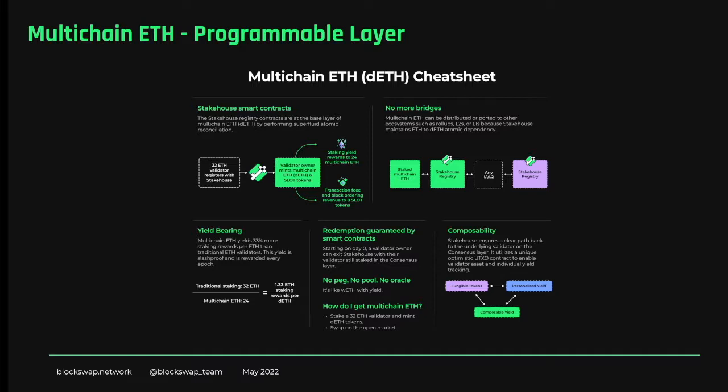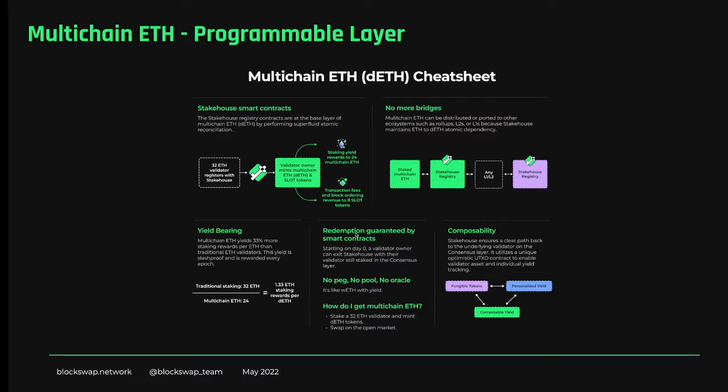And where can you get dETH? You can stake a validator with Stakehouse Registry and mint your tokens, or you can just swap on the open market. So this is kind of the full view, very easy mode of multi-chain ETH, the different capabilities and attributes of what it can do. And the key piece here is that redemption guarantee by the smart contract. So what differentiates dETH from other forms of ETH is that clear redemption path. There's no mixing of your asset. You know exactly where it is.